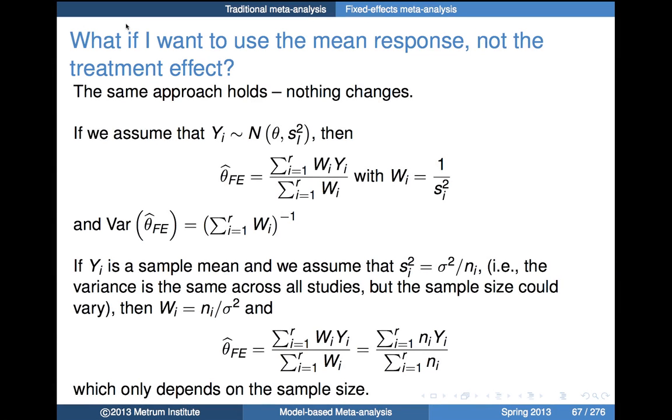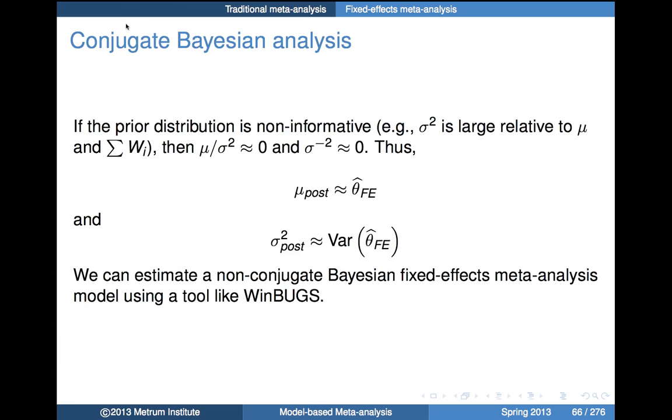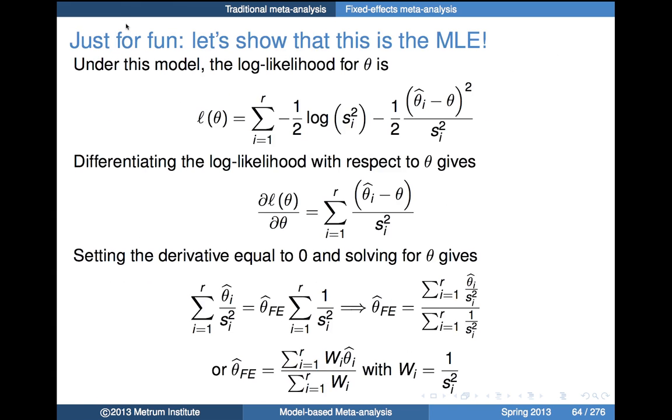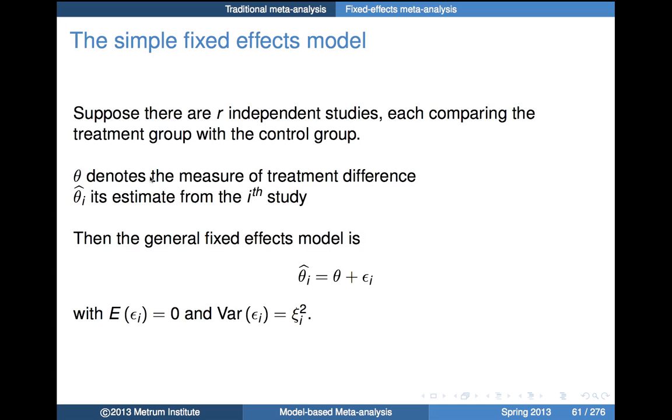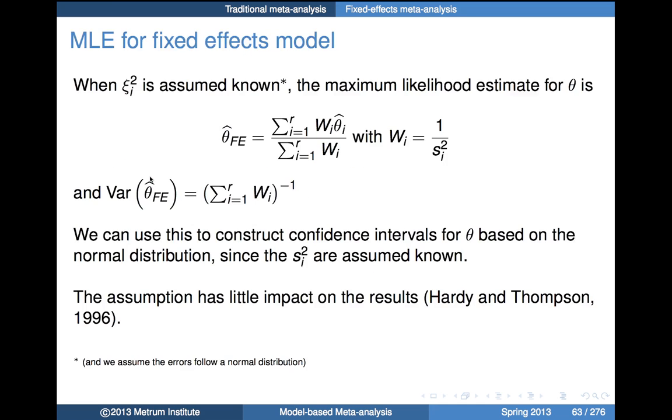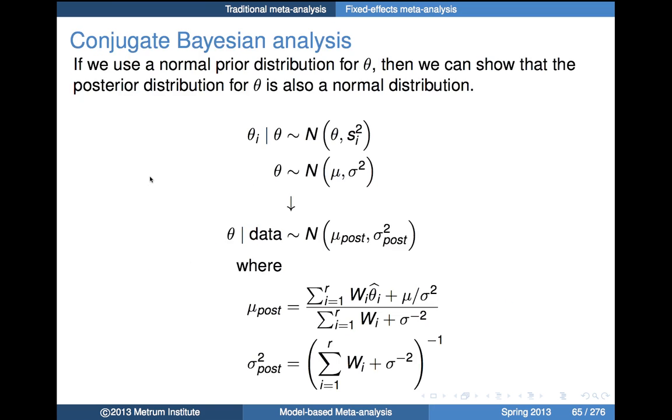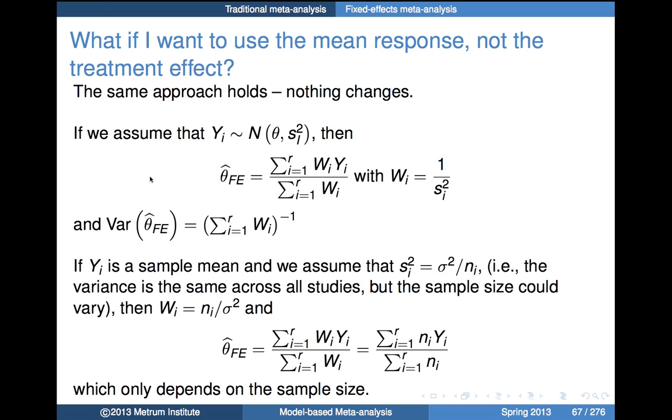So in everything that I was discussing up to now, I've been talking about theta hat i, which was the estimate of a treatment effect. Oftentimes we may be interested in simply modeling the average response rate or the average change from baseline in a particular treatment group. So focusing not on a difference of treatment groups, but on a treatment response itself. And the question often comes up, can I use the same methodology if I'm working with a mean response rather than a treatment effect? And the answer is yes.